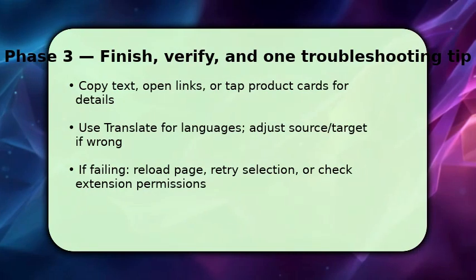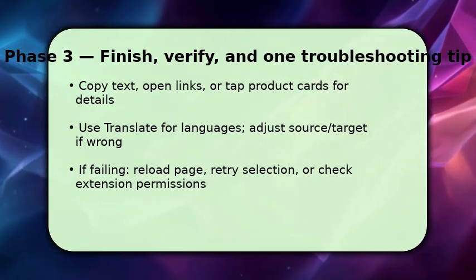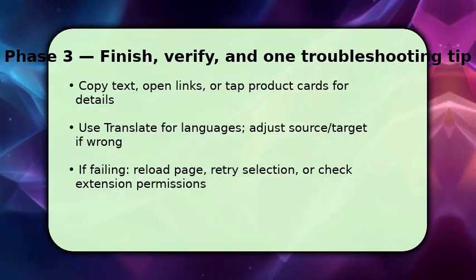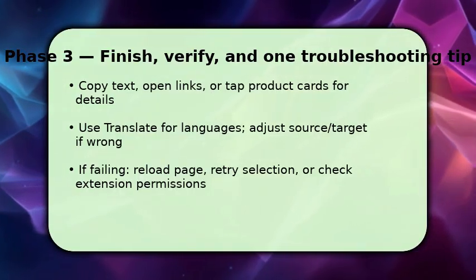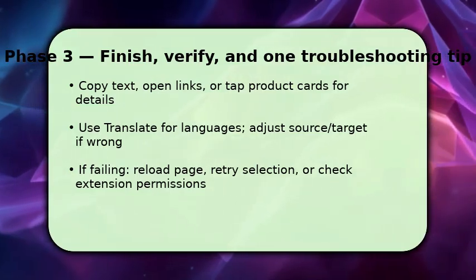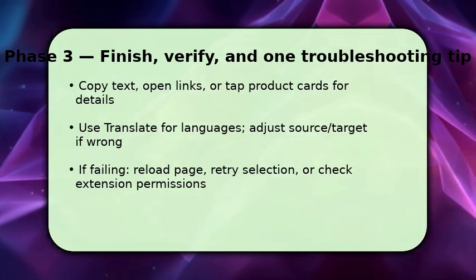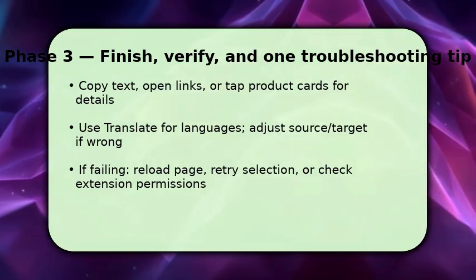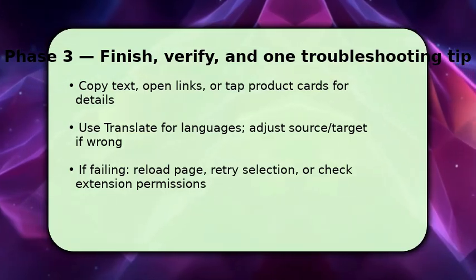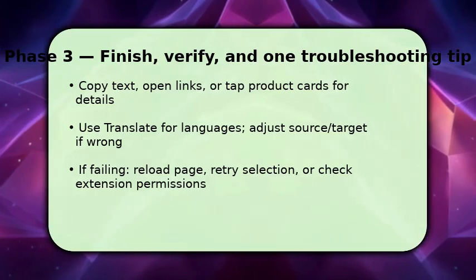Finish by extracting and acting on results. Copy detected text, tap a URL or product card to open details, or use Translate to switch languages. Adjust source and target if detection is off. For multi-step tasks, paste copied text into a doc or search results into a new tab. If Lens fails, reload the page and retry the selection. Confirm the extension has camera/clipboard permissions, or disable conflicting extensions. These steps complete the task and get you back on track quickly.